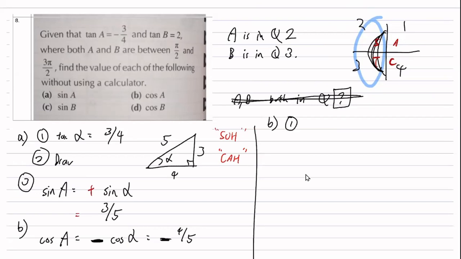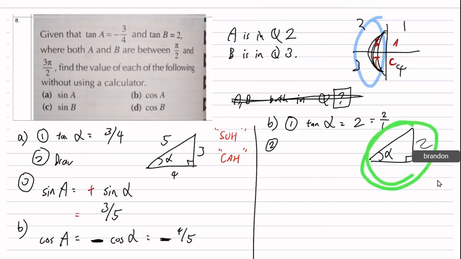Step 1. Take the tangent of alpha. I'll just use alpha because I'm more familiar with it. Equals +2. Don't need to change sign. Step 2, right angle triangle. Label alpha. Let me give you a hint. 2 is the same as 2/1. Can you label the length for me? Label 2. And the last one is?